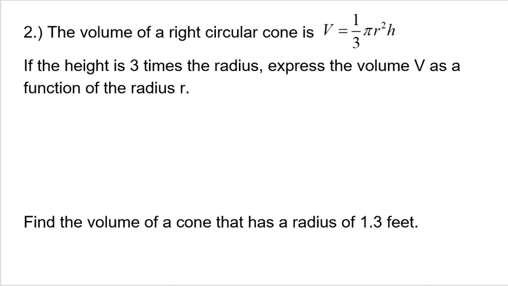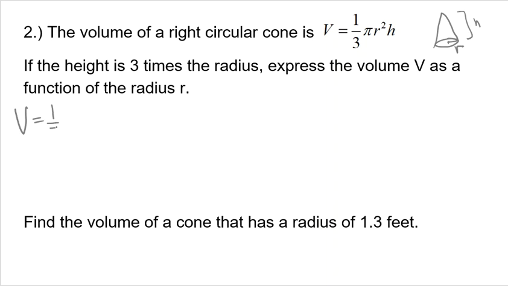So the volume of a right circular cone is 1/3 pi r squared times height. So if I have a cone here, like a 3D cone, sorry, that's a terrible drawing, but we have the height, we have the radius of the base, r, and the volume of a cone is 1/3 pi r squared times h. Okay, so if the height is 3 times the radius, express the volume as a function of the radius r.